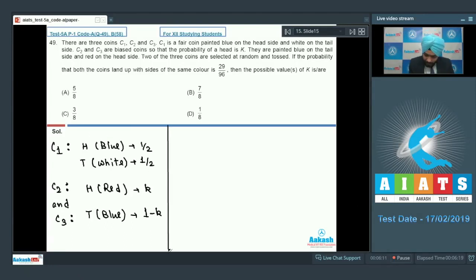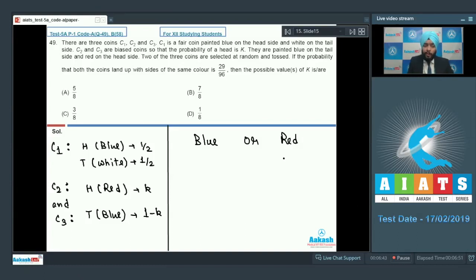So what is the random experiment being described in the question? The random experiment is that 2 coins are picked up from the set of 3 coins and the probability that they land up with the same color. So the same color can be blue: first coin has blue, second and third coin also have blue. The color can be red also if C2 and C3 come. Obviously, white color cannot be same because it is present only in coin 1. So that is the 2 cases for colors.